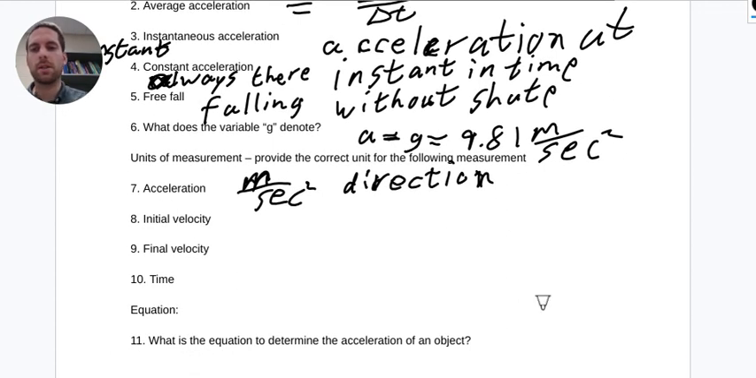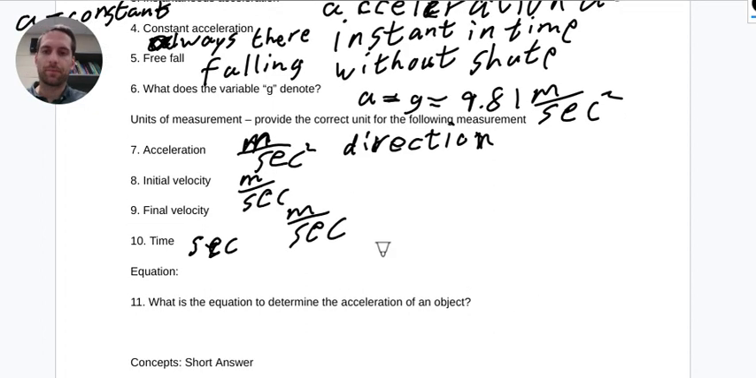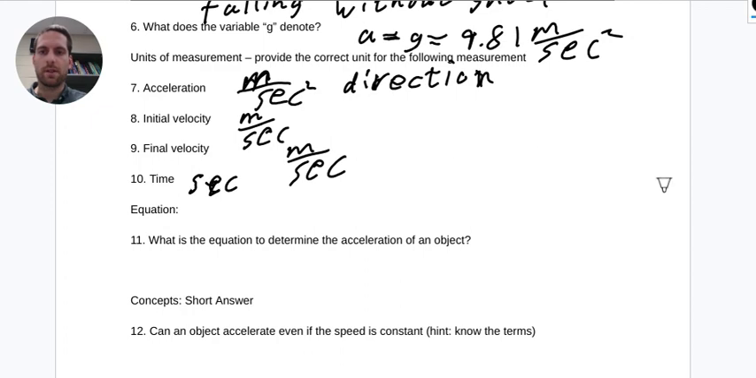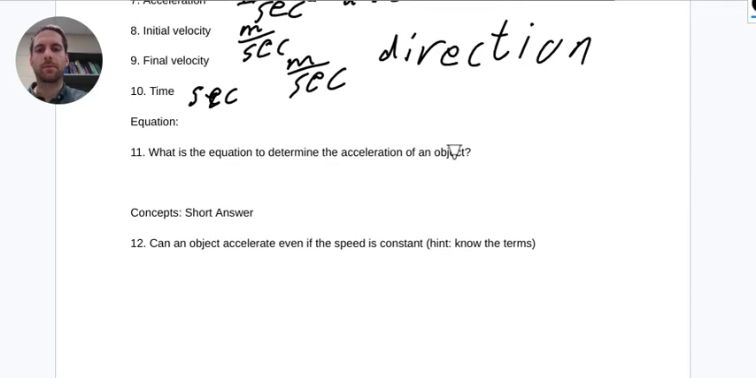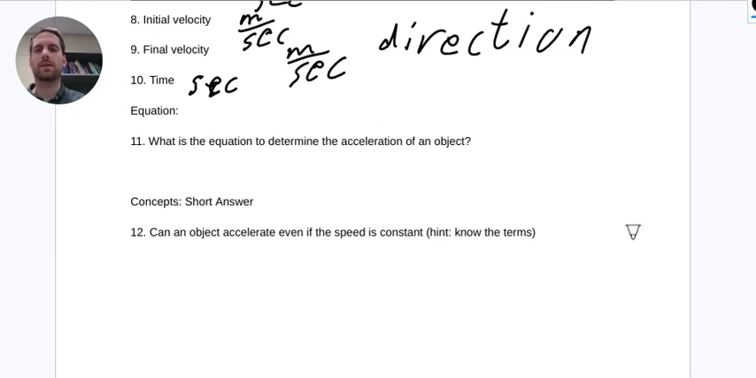Initial velocity is just meters over seconds. Final velocity is meters over seconds as well. Time is in seconds. In physics, anyway. And velocity, of course, has direction as well. So I'll do that for both of them. So if we want the equation to determine the acceleration of an object, it's just a equals change in velocity over change in time.